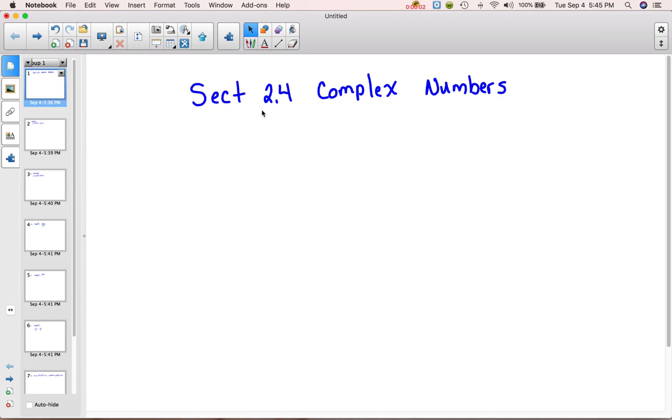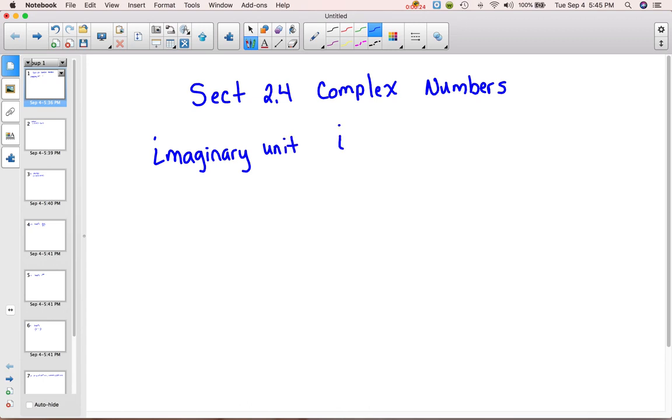Point 4 is on complex numbers, and we need to review a little bit with complex numbers before we go on to quadratic functions. So remember that the basic building block of a complex number, we've got the imaginary unit, and the imaginary unit, i, equals the square root of -1. So you want to keep that in mind, and what we'll often make use of is, if i equals the square root of -1, then i squared equals -1.